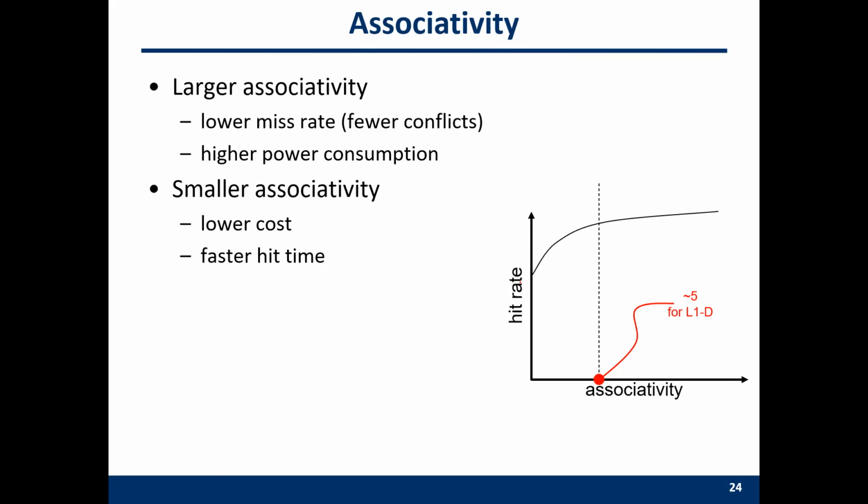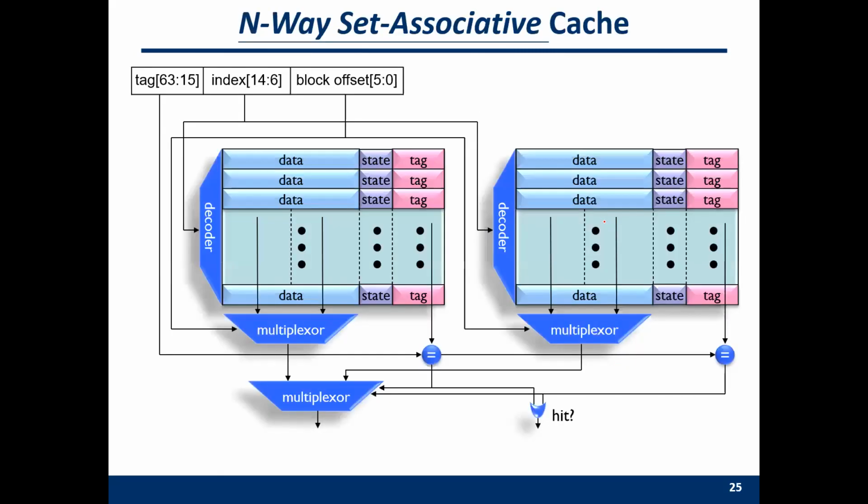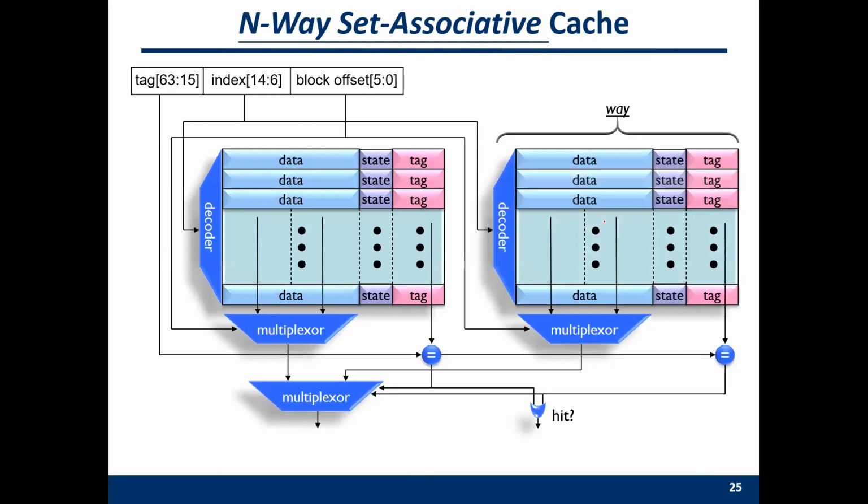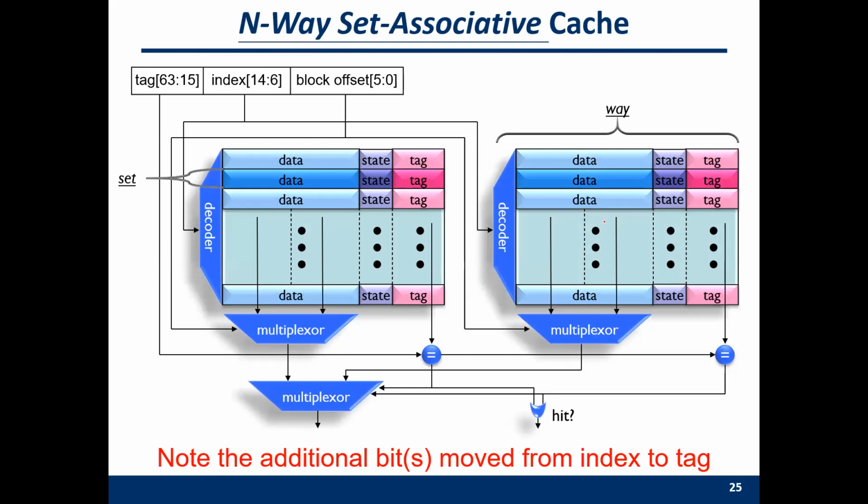The y-axis here is the hit rate, and the x-axis here is the set associativity. Again, when you increase the set associativity to some threshold, the hit rate just becomes saturated. This is one example of the set associative cache. This is the so-called two-way set associative cache. Each array is one way, and each horizontal line is one set.